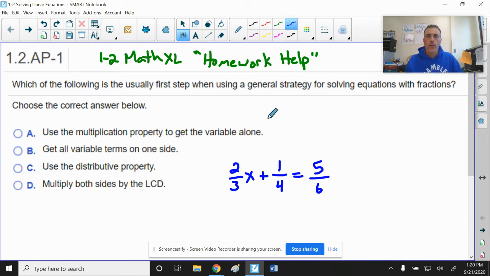1-2 MathXL Homework Help. Question 1. Which of the following is usually the first step when using a general strategy for solving equations with fractions? So I've created an equation with fractions right here.